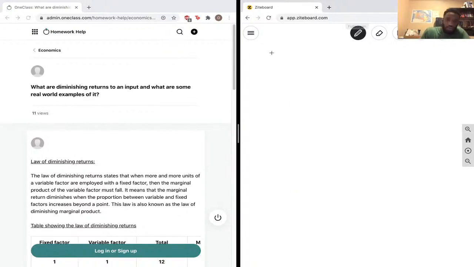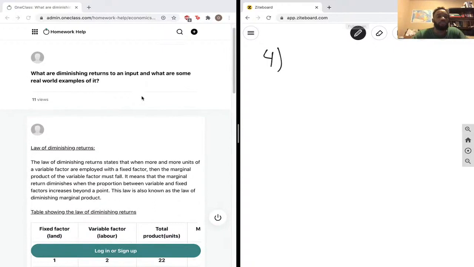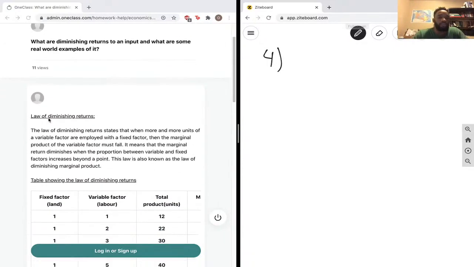This is question number 4 for us. It says, what are diminishing returns to an input, and what are some real world examples of it? Law of diminishing returns, this is our tutor's answer.